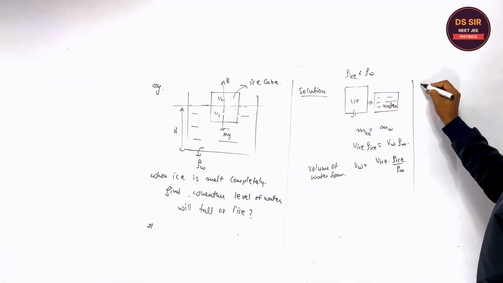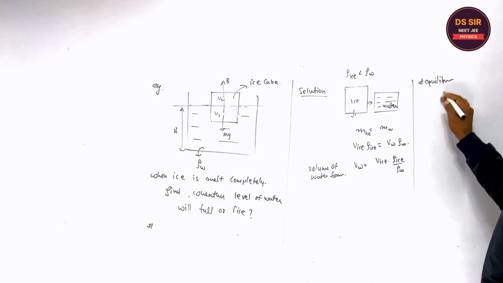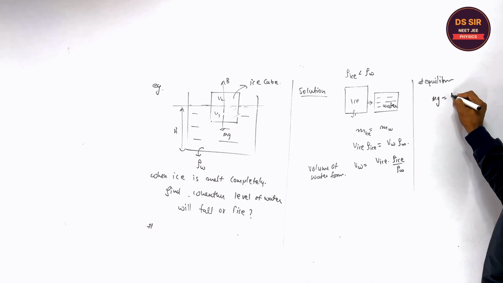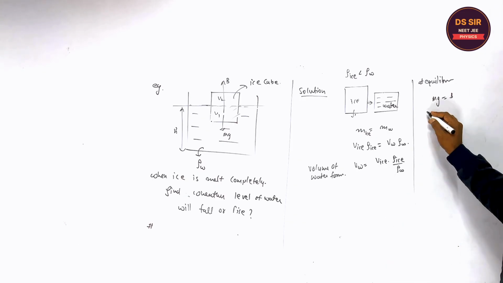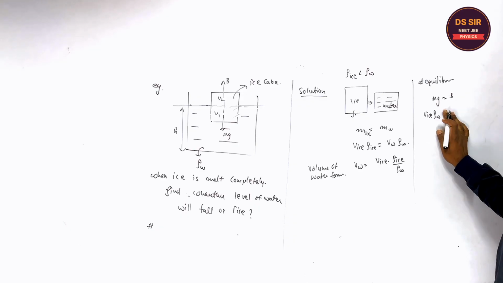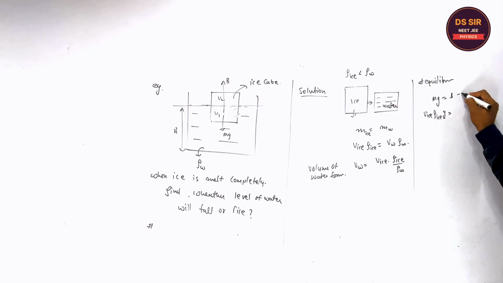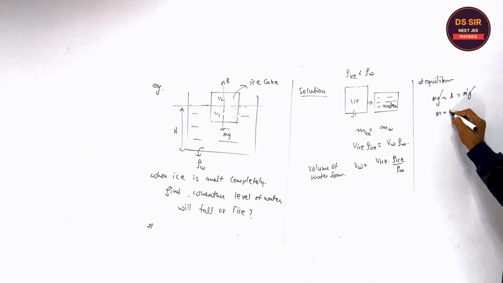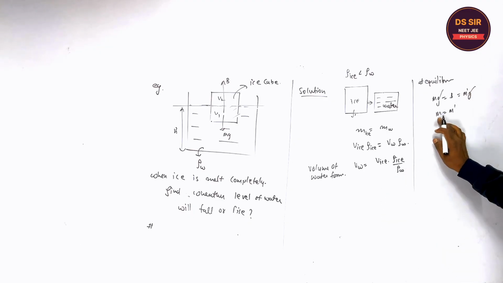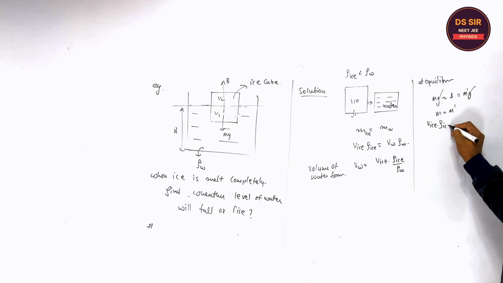At equilibrium, mg and the buoyancy force will be the same or not? Yes. mg is equal to what? The total volume of the ice times the density of ice times g. What is the buoyancy force? Say m dash g, and the g will cancel out. So m is equal to m dash. The mass of the ice is the total volume of ice times the density of ice.